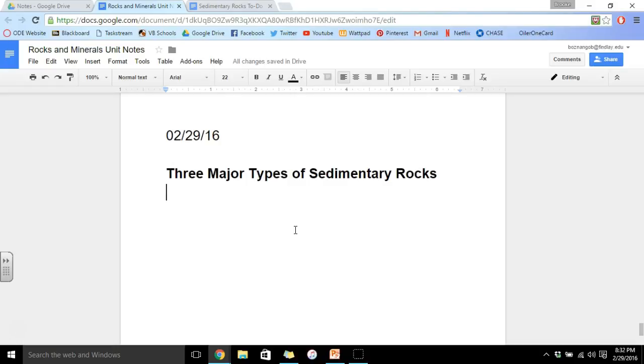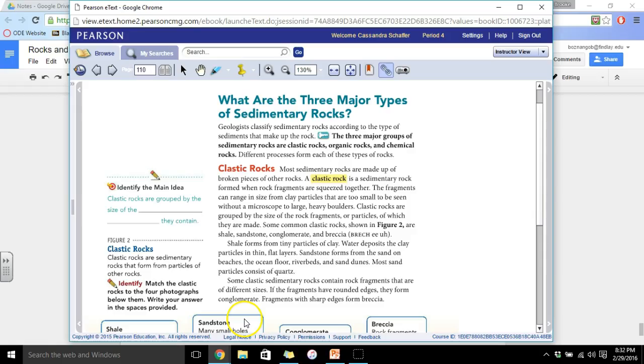So we can go ahead and open our books. You can go ahead and get started. We're going to be on page 110.